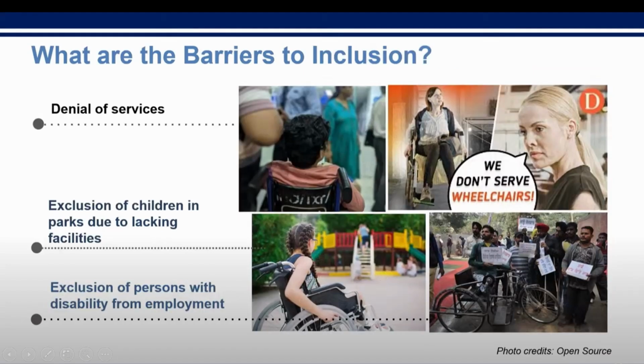Then what are the barriers to inclusion? Denial of services means overcrowded areas with a person in a wheelchair, and exclusion of children from parks due to lacking facilities. If a child with disabilities wants to play in the park, but there are no facilities for wheelchair users to play in those areas. Then exclusion of persons with disabilities from employment also, because disabled persons cannot get employment opportunities due to their disabilities.